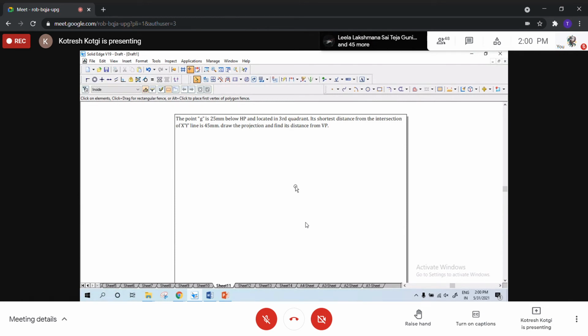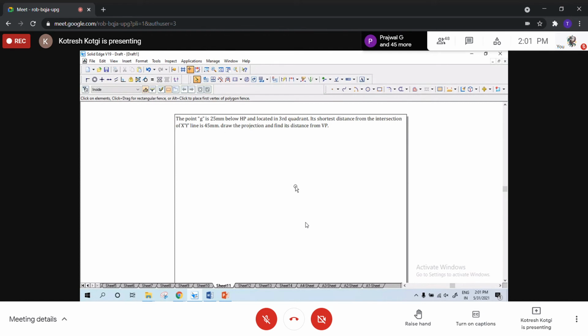So how do we define below HP, behind VP? How much is it behind VP? That they have not given. You have to find it. But the minimum data required to find that distance they have given. What is that? Its shortest distance, of the point G double dash, from the intersection of x1 y1 or x dash y dash is 45 mm. Draw the projection and find its distance from VP. That is the problem.